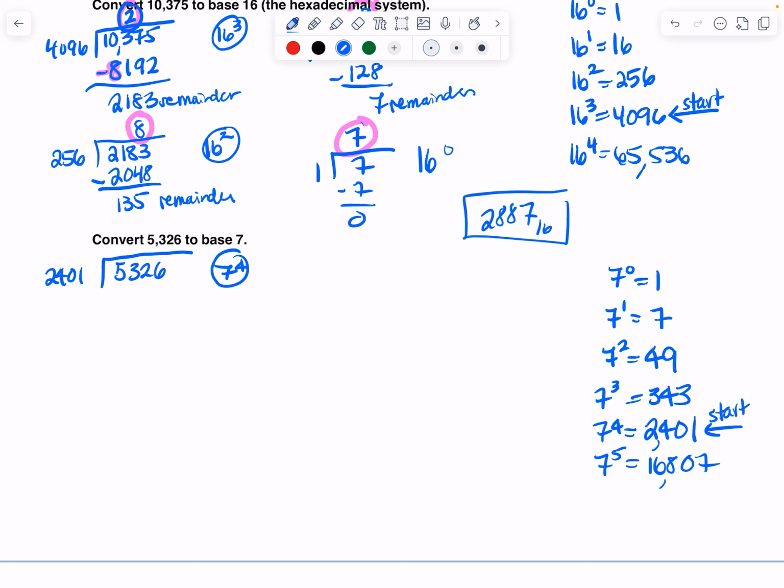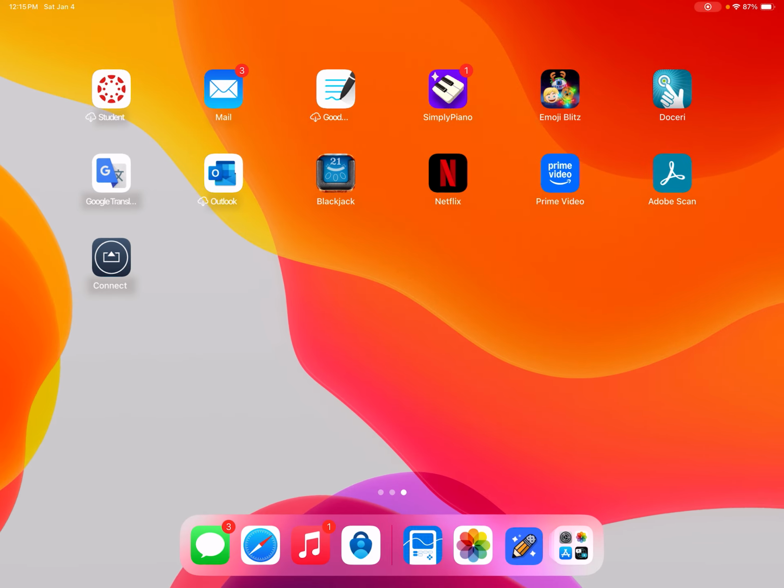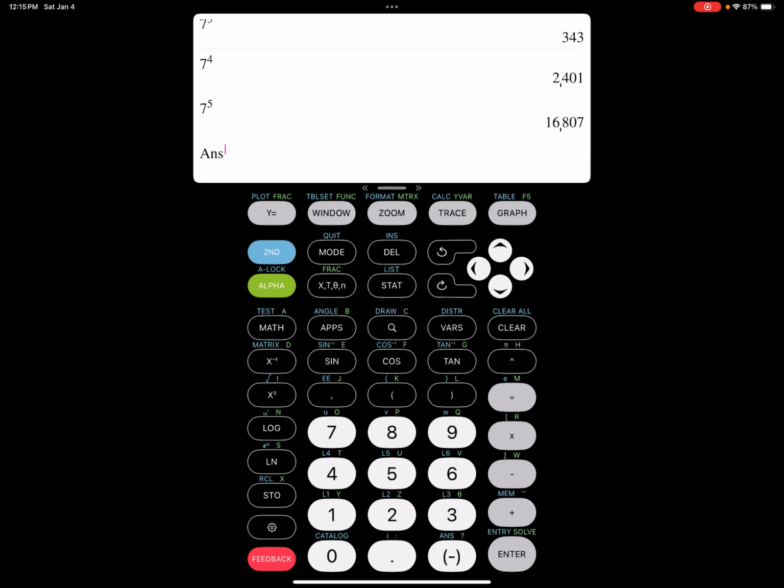So 5326 divided by 2401. And when I do that, I get 2.2 and some change. So I'm going to use the 2 there. And now I'm going to take 2401 times 2. And that's 4802. Now I'm going to write down what I just did.